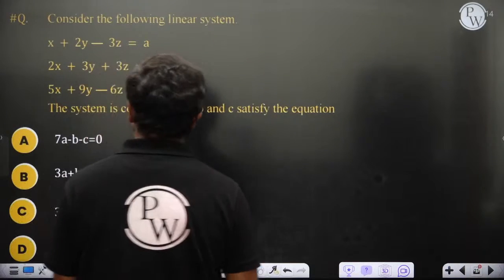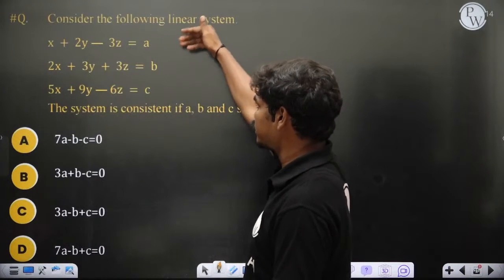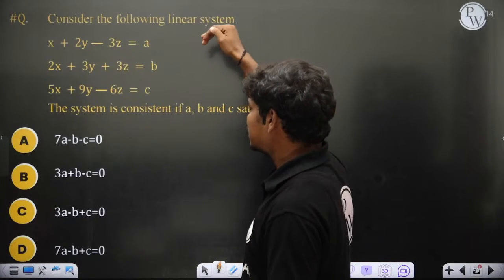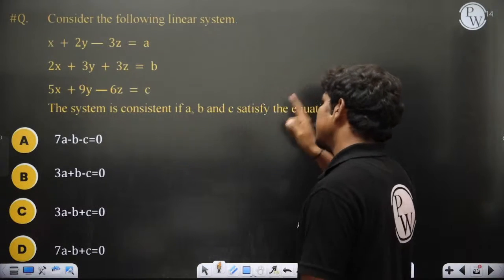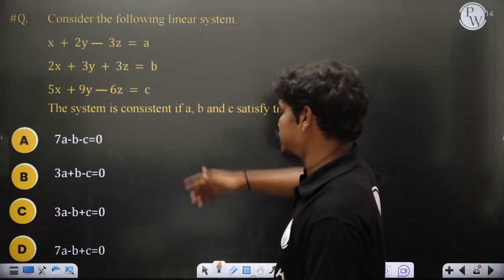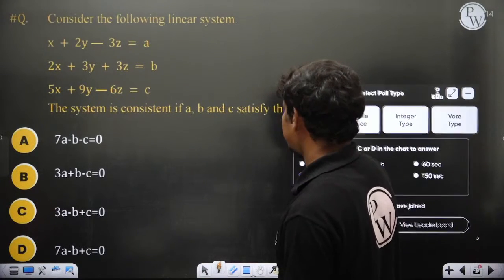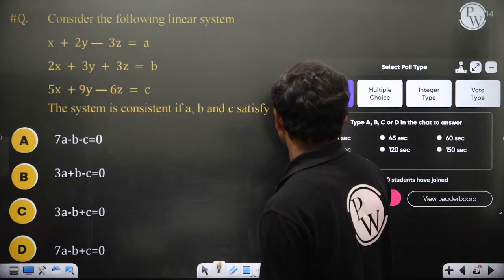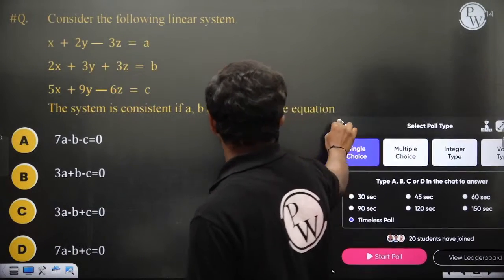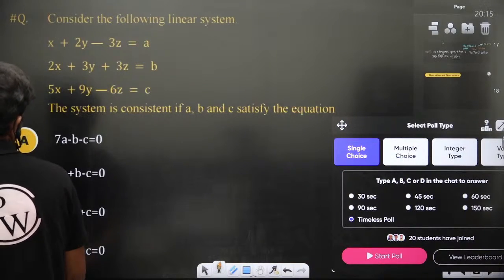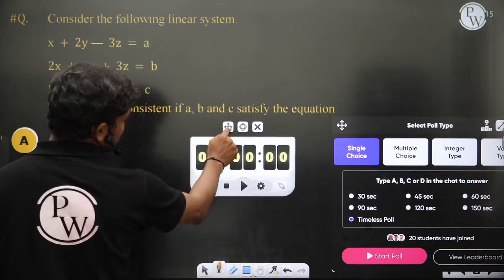Now let us go to this question. Consider the following linear system. x plus 2y minus 3z is equal to a, 2x plus 3y plus 3z is equal to b, and 5x plus 9y minus 6z is equal to c. The system is consistent if a, b and c satisfy which one of the following equations? Again I'm giving you some time, it's a 3 by 3, it's a lengthy question obviously. I'll click a timeless poll, but I'll give you maybe 3 minutes to solve. Let's bring up the timer.